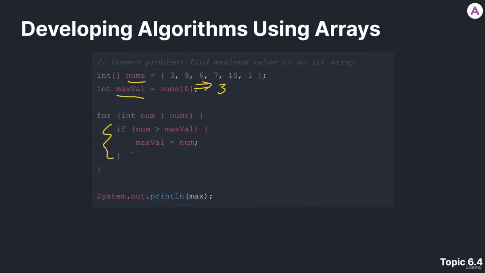evaluate this conditional. This if statement states that if num, the value of num, is greater than maxval, whatever the current value of maxval is, we're going to set maxval to num. We've seen this conditional, this piece of code, many times in the past.